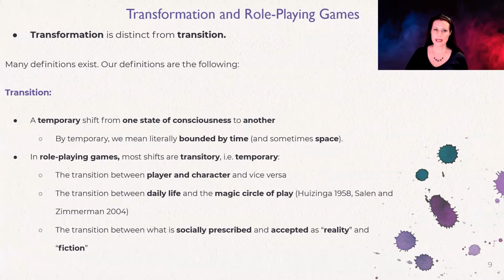So in role-playing games, most shifts that we experience in consciousness are transitory or temporary. For example, the transition between player and character and vice versa. The transition between daily life and the magic circle of play. The transition between what is socially prescribed and accepted as "reality" and "fiction". And I'm using quotes there to distinguish between what is considered the real and what is considered the not real.